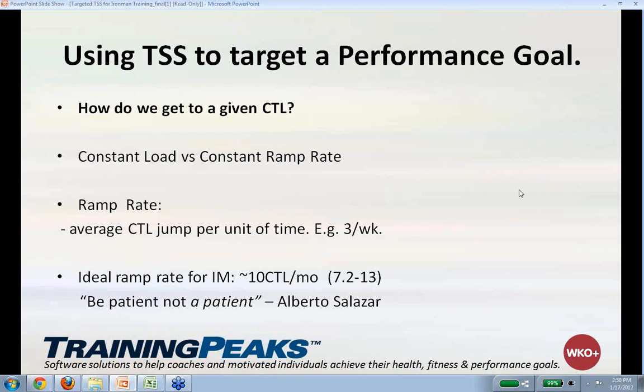Trying to pinpoint those numbers goes back to some of those things that Gordo was talking about. Everyone is going to be a little bit different in terms of the ramp rate that they can handle, or how quickly they can increase their CTL. If you hang out on the forums, you'll see 3 to 7 CTL per week, which is pretty aggressive.